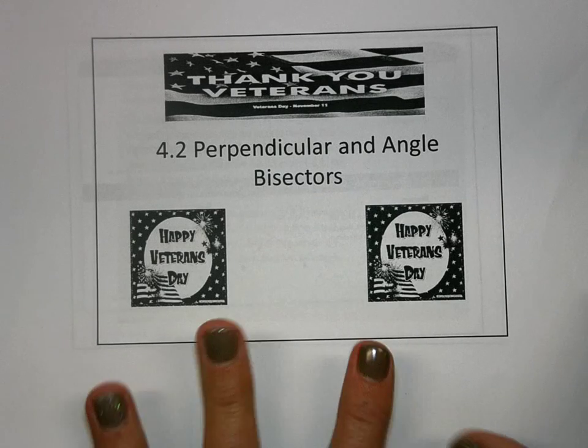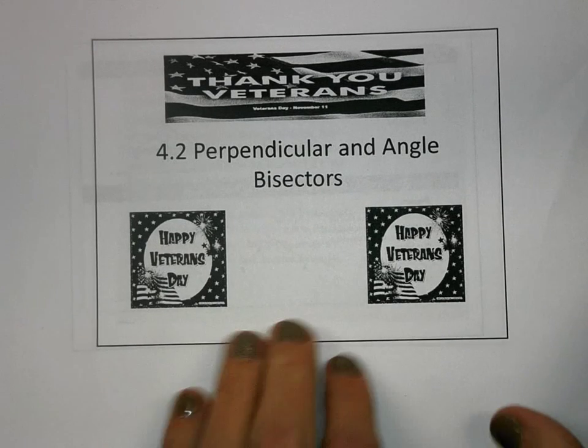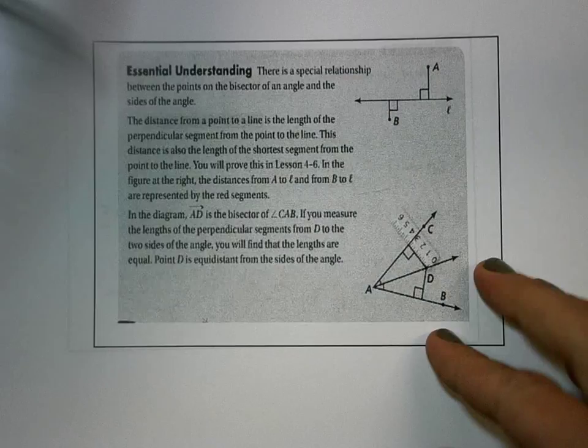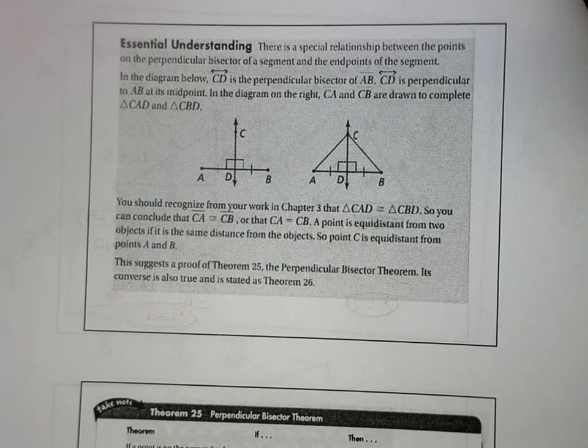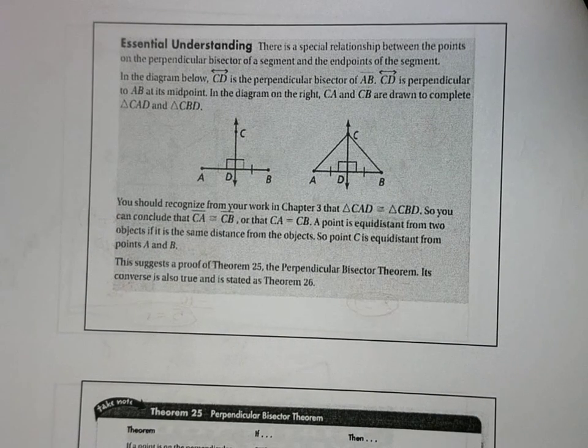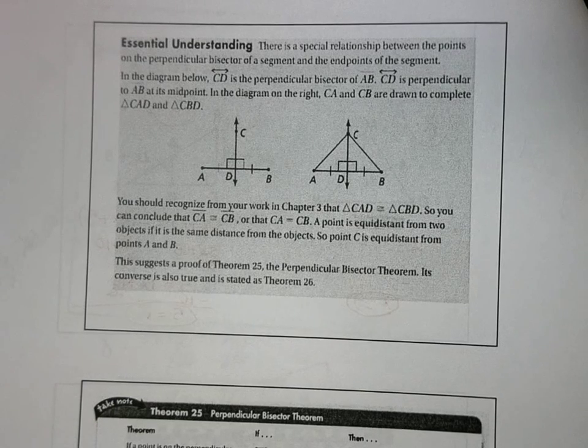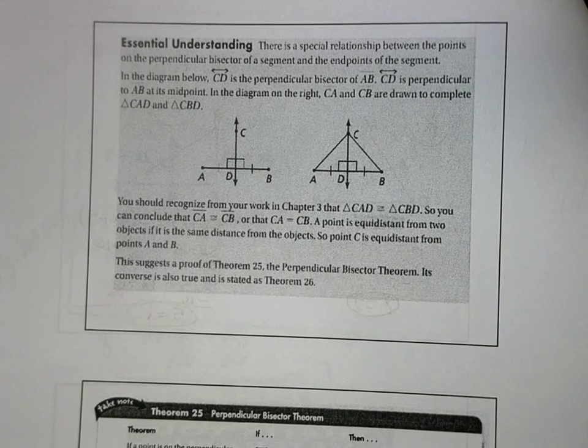Math 2, Unit 4.2. Today we're talking about perpendicular and angle bisectors. What does it mean when you bisect something? You cut it directly in half, which means that you end up having two equal segments. Yes. Okay. Also, what does it mean when you have a perpendicular bisector? Perpendiculars make right angles. Very good.